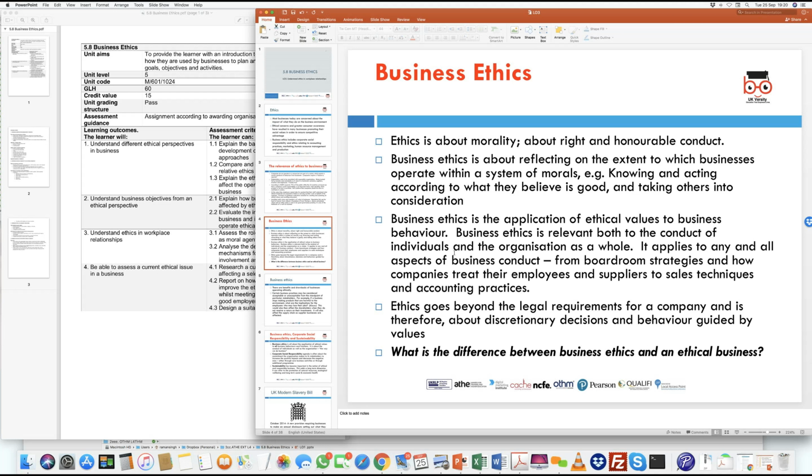So when we look at business ethics, it's primarily understanding right from wrong, and also understanding how the business is going to conduct itself with people internal to the organization, people external to the organization, or people connected to the business, like suppliers, partners, or vendors who supply goods and services to the organization. So to a certain extent now, ethics are more or less a legal requirement for a company.